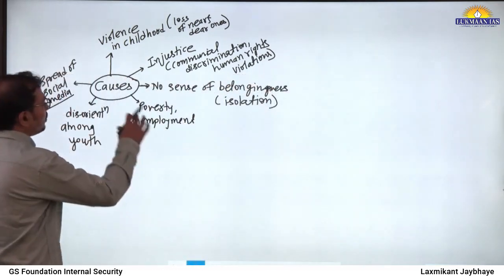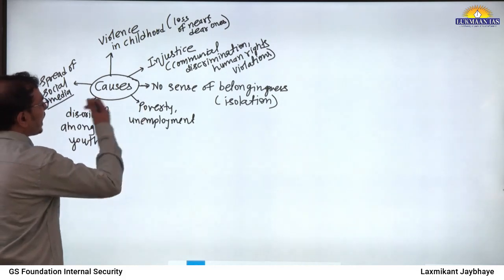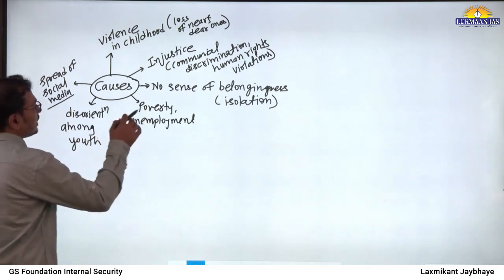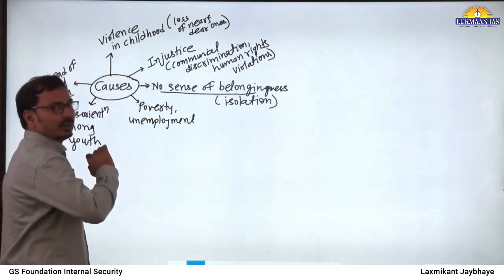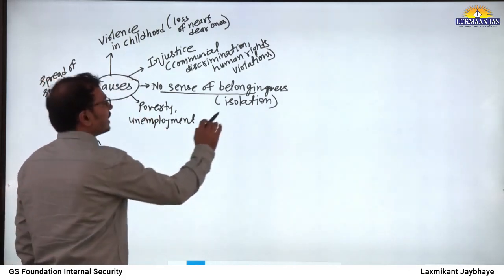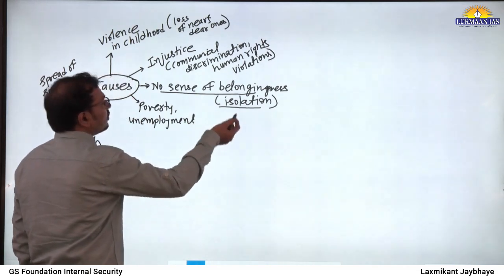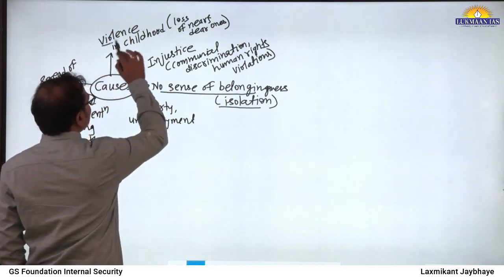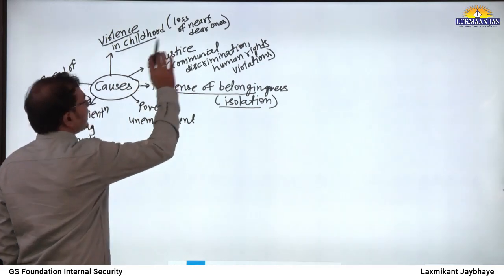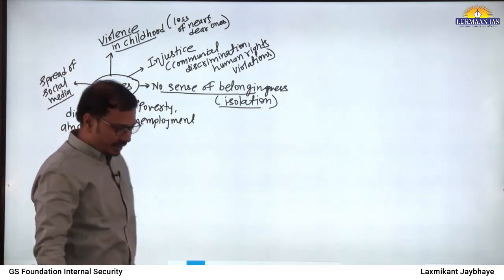OK, so now you have understood how they are radicalized. Now, one of the reasons that they are radicalized is this one. They live in isolation and they become very vulnerable. The second is that there is some kind of violence in childhood. Let's say this is largely happening in Jammu and Kashmir.